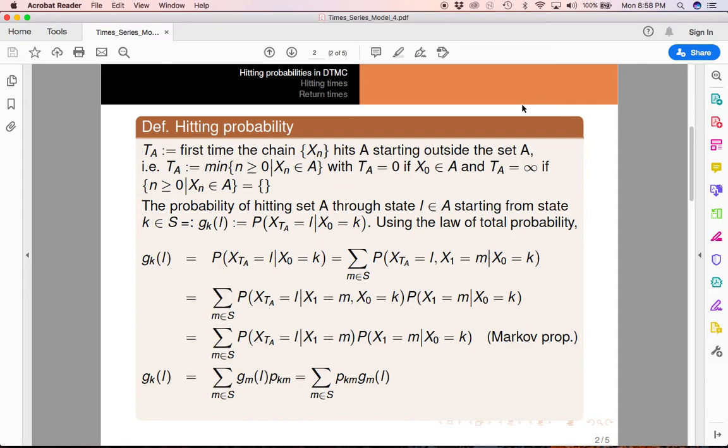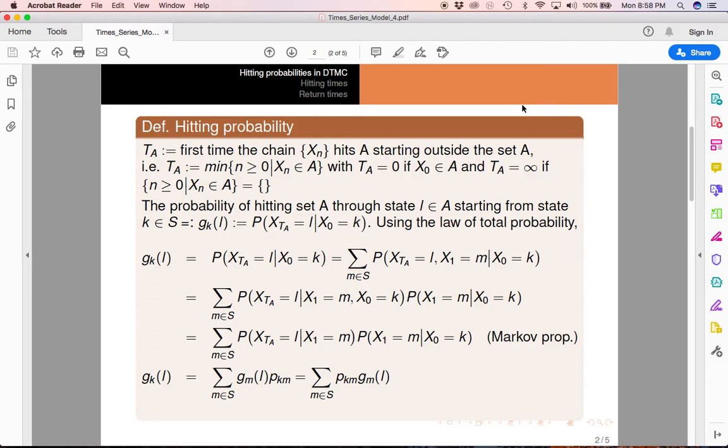Clearly, T sub A is equal to 0 if X naught is within A. Because if we are already inside the hitting set, the set that we want to hit, we don't have to go anywhere. So T sub A, the time, is 0. And if this set, whose minimum we want to find, is a null set, then we would never hit that set A, right? So T sub A would then be infinity.